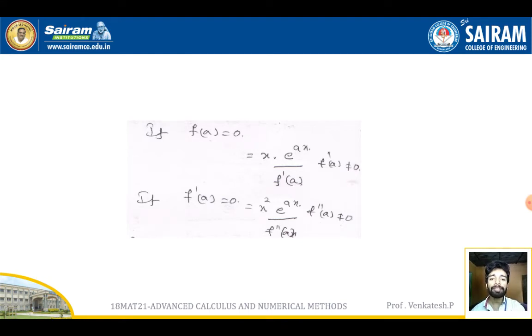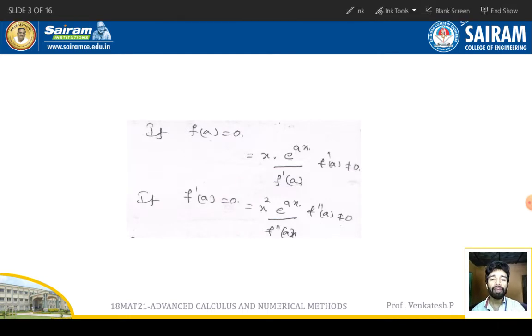So I will get x square e power ax by f double dash of D. Here also we have to replace all the D terms by a, with the same condition, f double dash of a is not equal to 0.